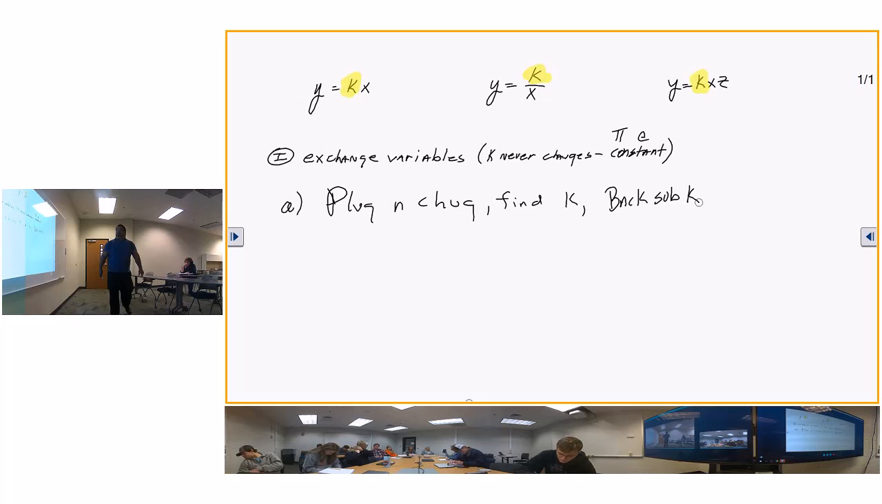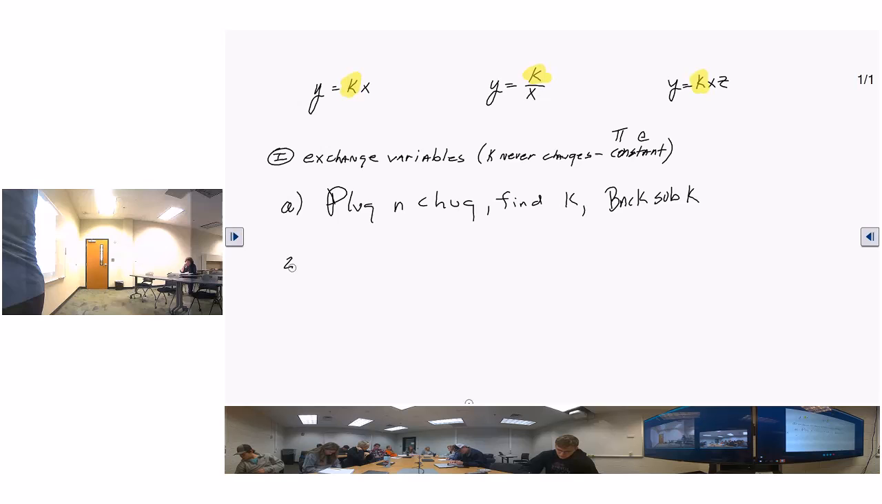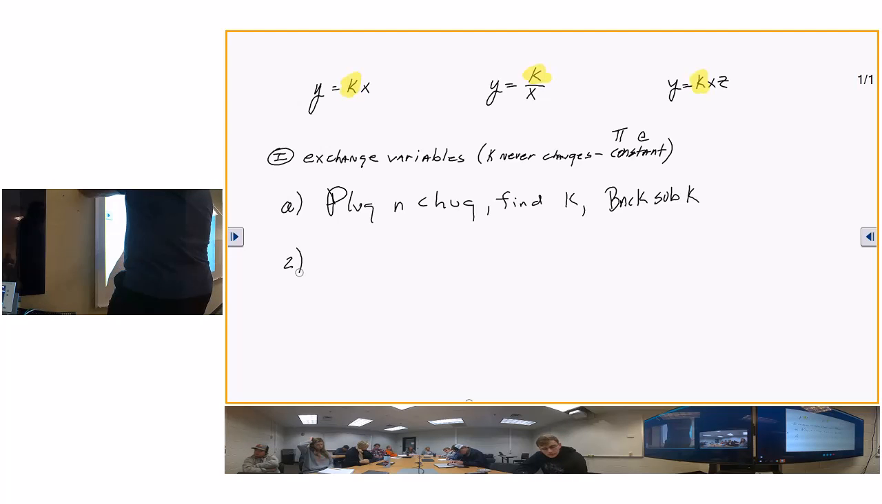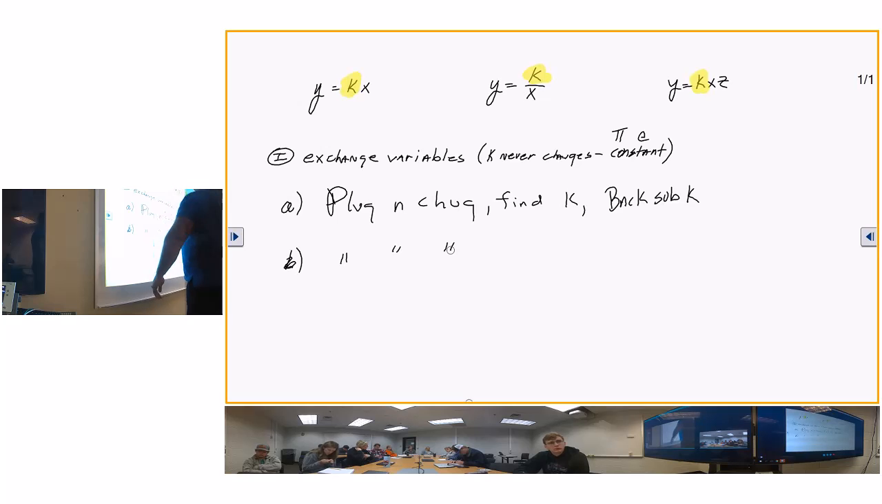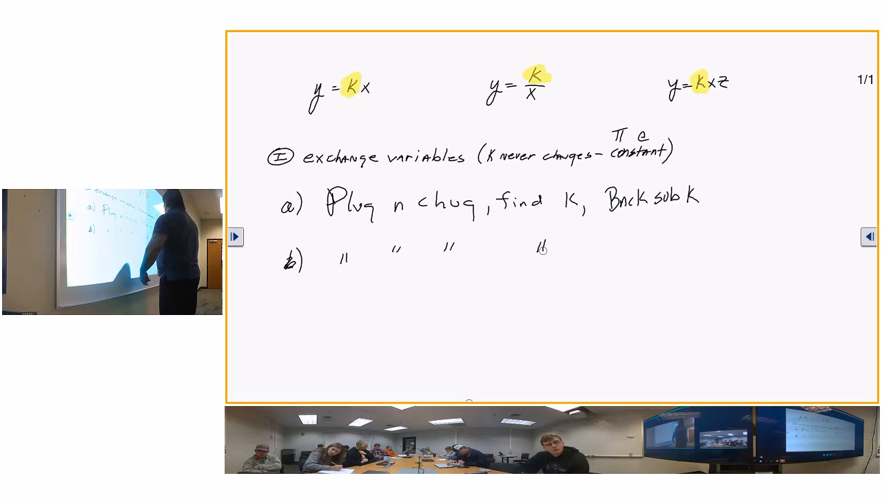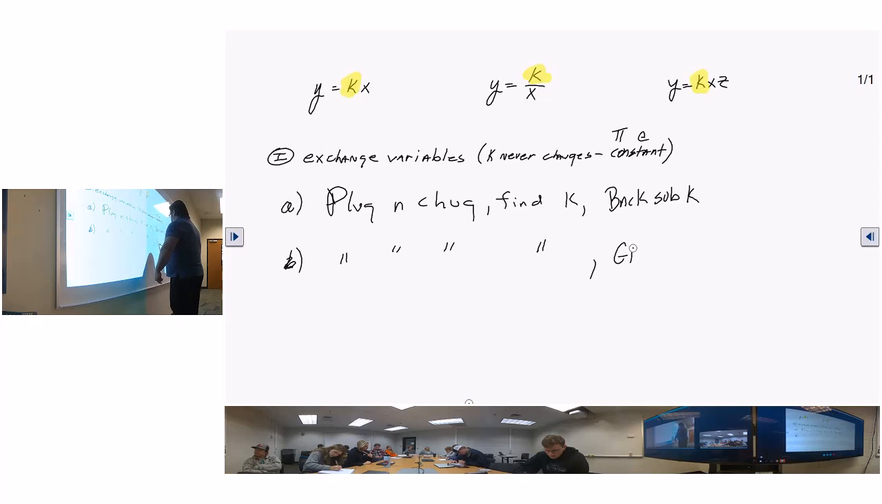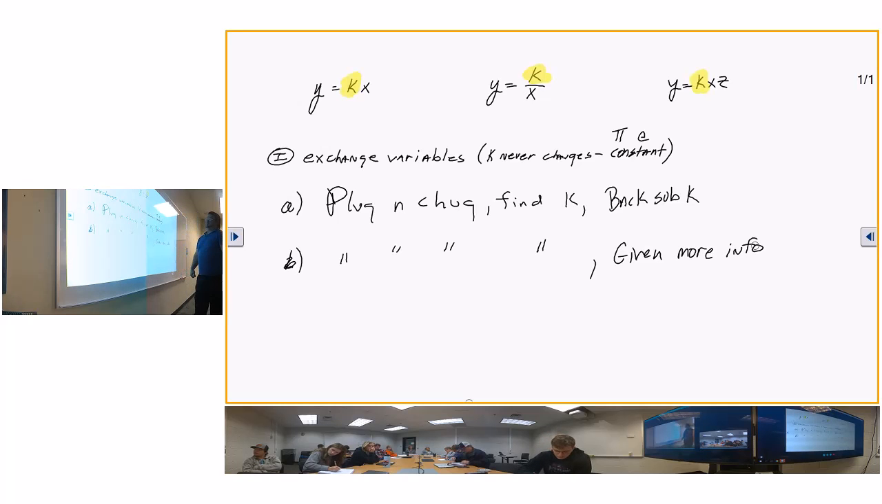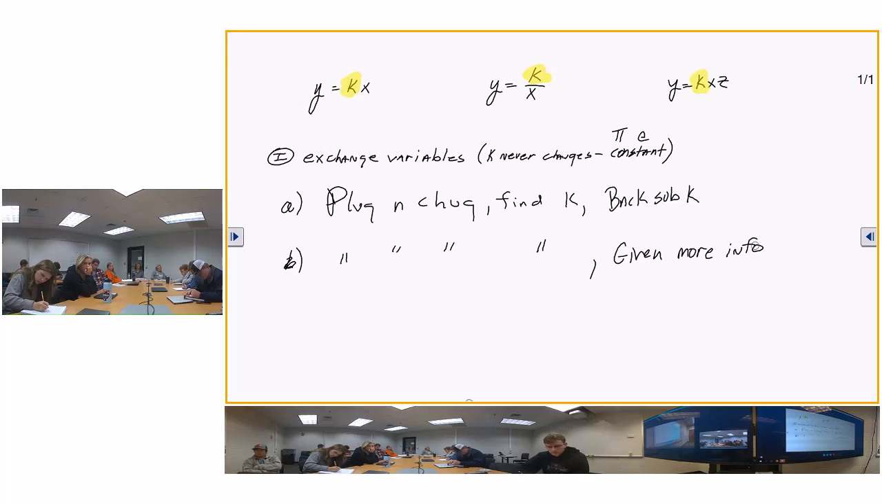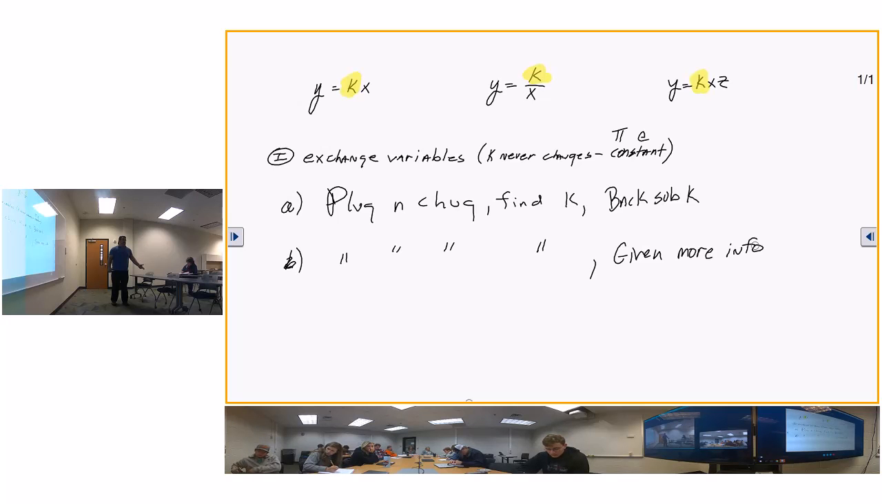All right? The second type, you're going to plug and chug, you're going to find K, and then you're going to be given more info. So there's your two types of problem. Either one, you've got to find K before you do anything.